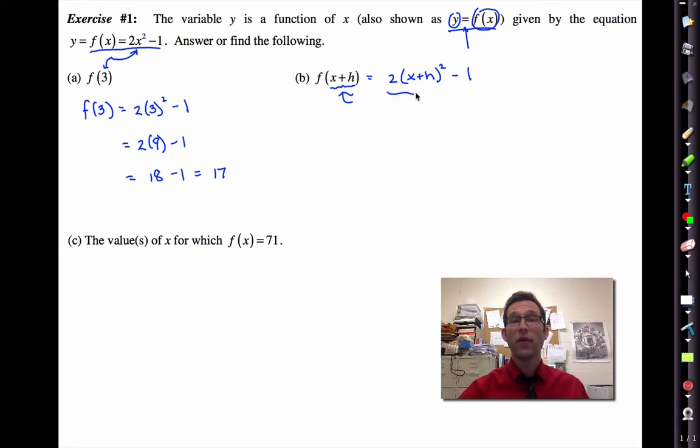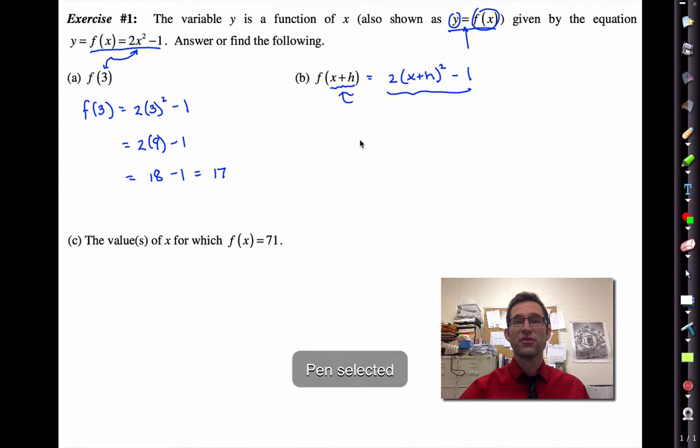Quite frankly, I'm okay if you leave it like this. I mean, everything else is just algebraic manipulation. What I'm not okay with, if you're one of my Math 4 Honors students, is saying, oh, well, that's just 2x squared minus 1 plus h. That is completely and utterly wrong, all right? So we have to be very wary of that.